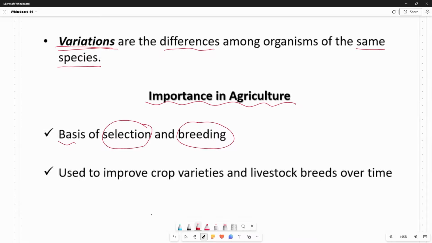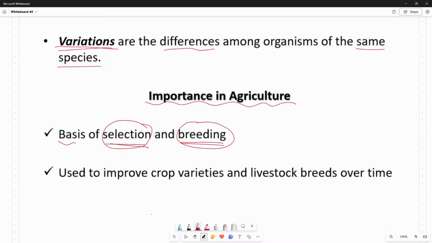So how can you see that? You can have cattle, your dairy cows, but there's a cow that produces more milk, and there are those cows that are producing less milk. So the ones that have desired characteristics get selected. We can see the differences, and then we select. Those that are selected are allowed to breed or produce the next generation. So it is the basis of selection and breeding.